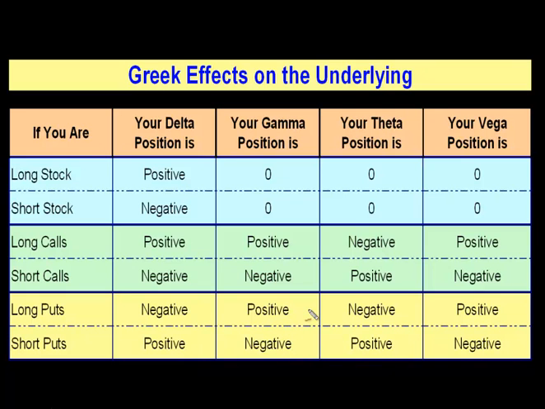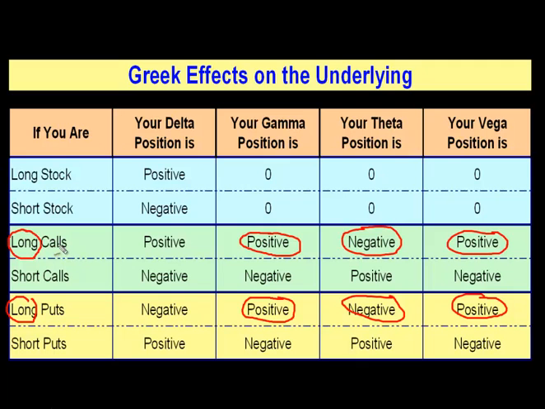But one thing I want to point out here is that you have positive gamma if you're long a call and if you're long a put. Your theta is negative with long calls and long puts. Your vega is positive with long calls and long puts. So what this basically means is if you're long an option contract, your gamma, your theta, and your vega are going to be the same whether it's calls or puts.